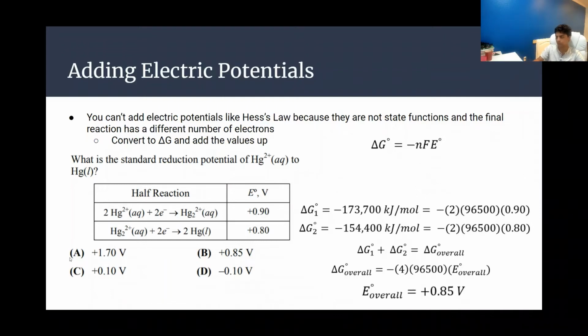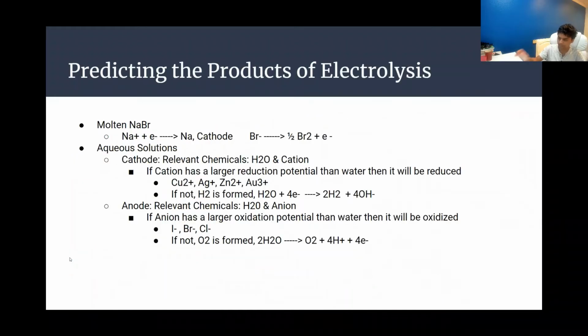So just do this, follow the steps, and you'll get it correct. Now, predicting the product of electrolysis. This one's pretty weird, but you get the hang of it. So let's try a molten salt.